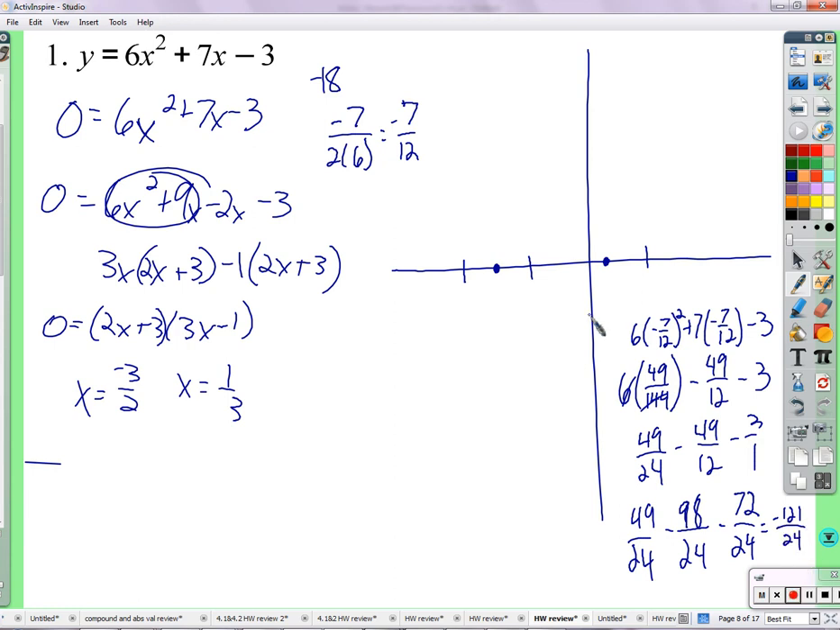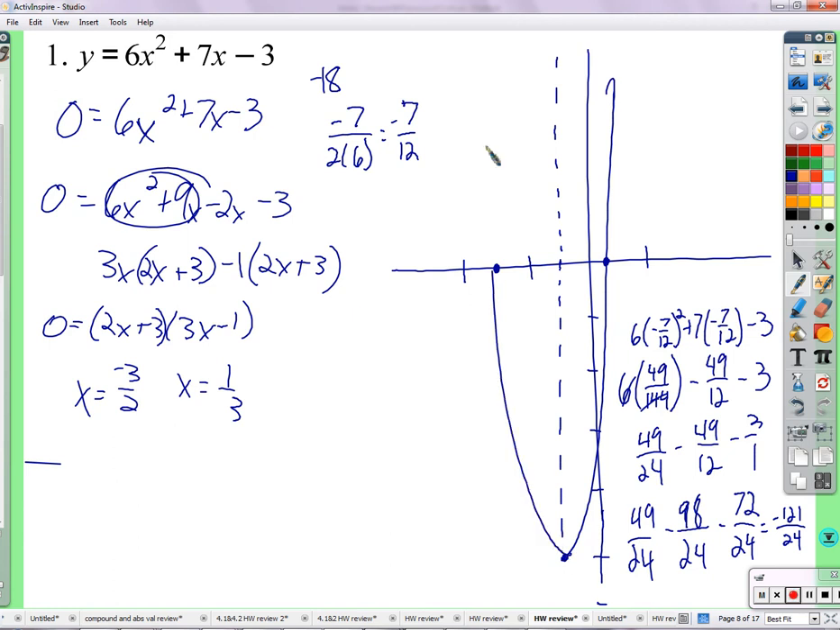It's about negative 5.04. So negative 7/12 is going to be our line of symmetry. 6/12 would be a half, so 7/12 is a little bit past that. And the vertex is at there, and negative 5.04, 1, 2, 3, 4, 5.04, would be right there. There you go. Parabola.